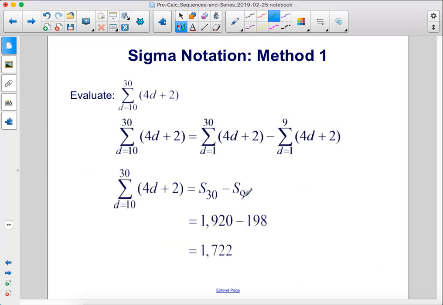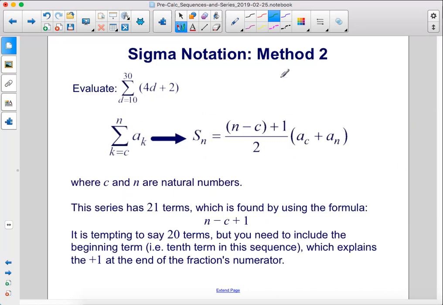So then we just take the values that we figured out on the previous slide, 1,920 minus 198, giving us a solution of 1,722. There is a second method that involves a slightly modified formula for when you're starting with a number that is not 1.